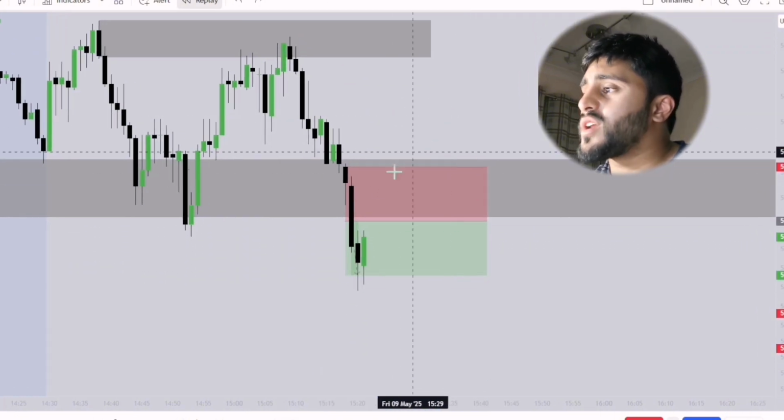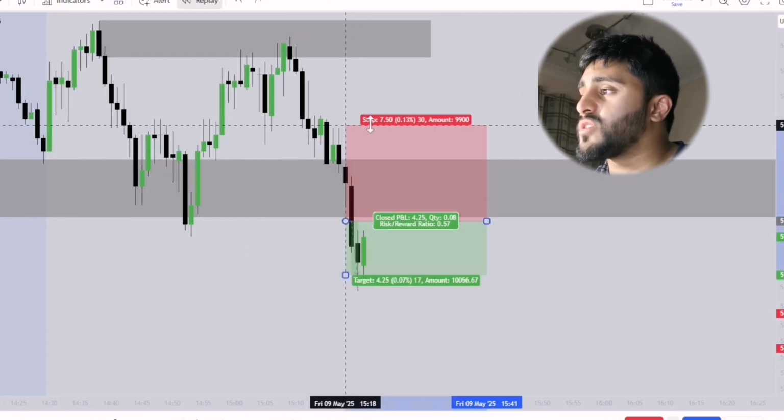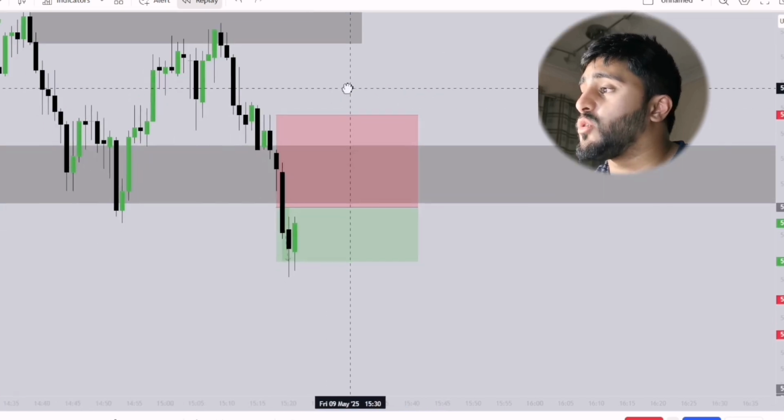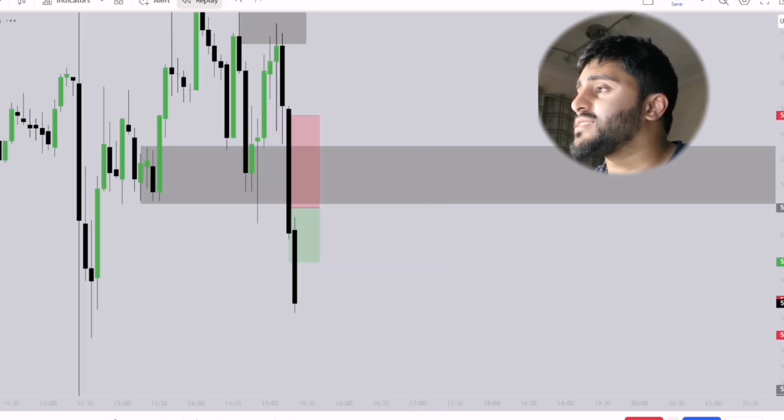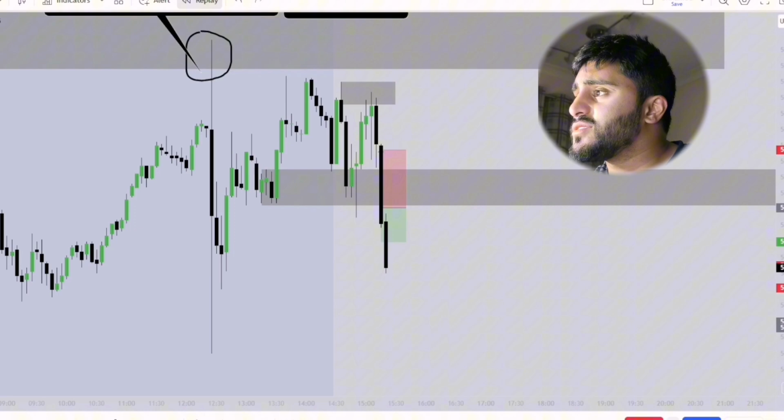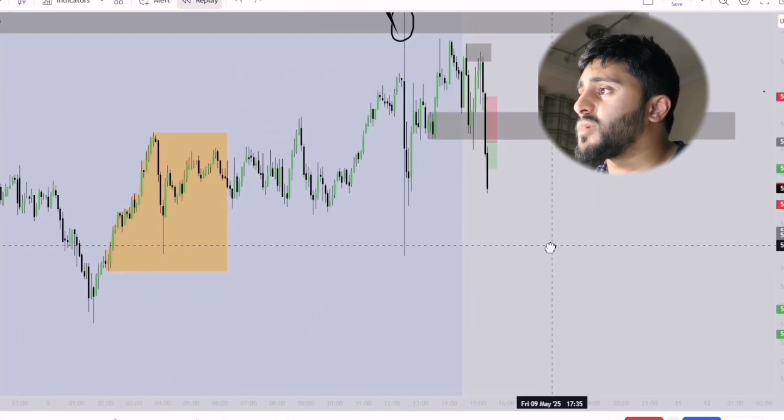So this is the trade I would have taken. A good entry would have been here. I took my entry slightly lower than the zone, but this is where sellers essentially failed, right? So this is the trade you could have taken, right? Stop loss just above these wicks.